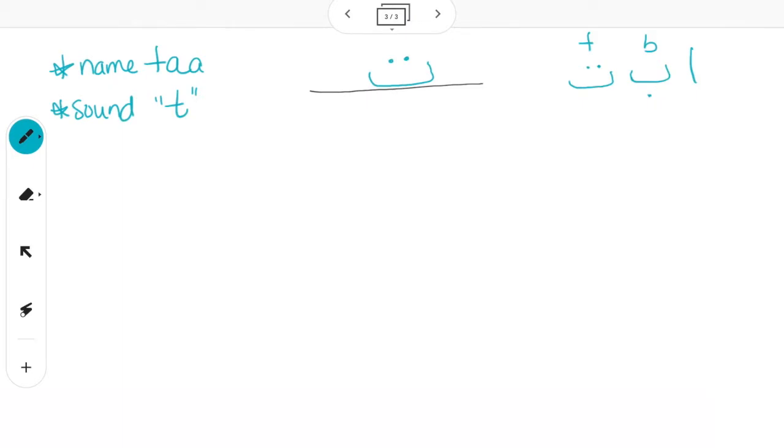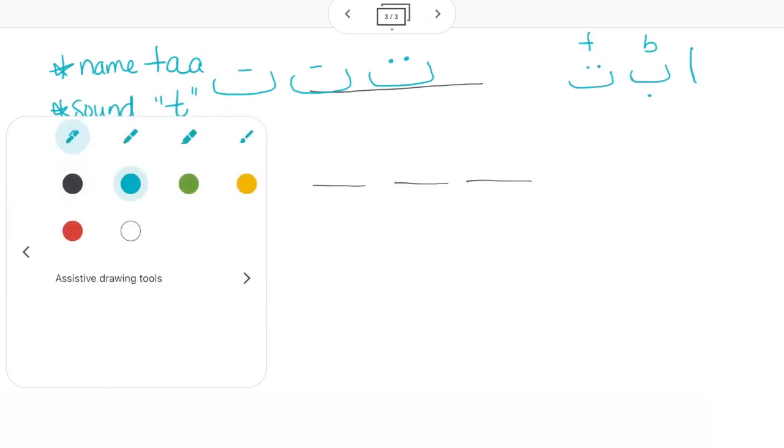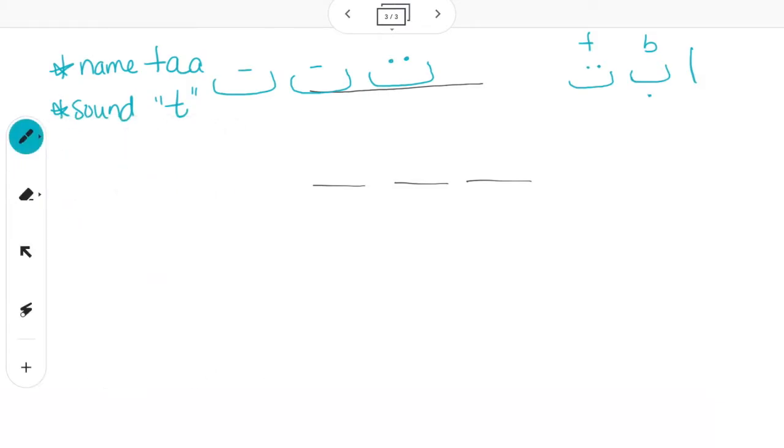Now, when letters have the same shape, they connect in the same way. The only difference is where the dot is. Okay, so in ba, the dot was below, and ta is 2 dots. Now, one other thing. When you have 2 dots like this, you can write the 2 dots out, or we can play connect the dots and put a horizontal line. So you can write the ta in either way. So now what I want you to do is you're going to pause the video, and you are going to write what the ta looks like initially, medially, and finally.